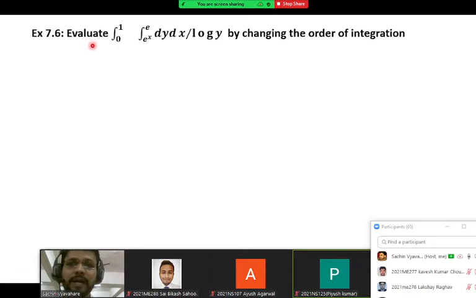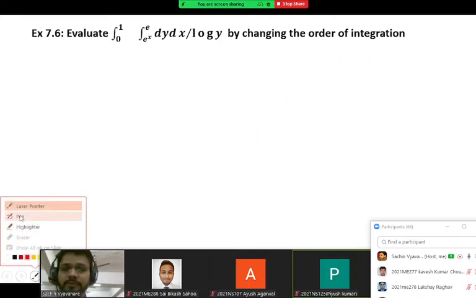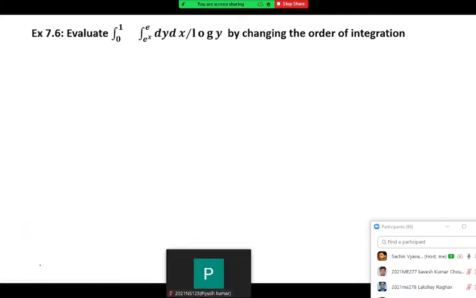So the question is: evaluate the integral from 0 to 1, integral from e raised to x to e, dy dx upon log y, by changing the order of integration. Okay, so I want the first step from you only. Can you suggest what should be the first step here?